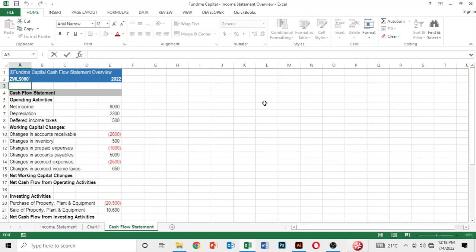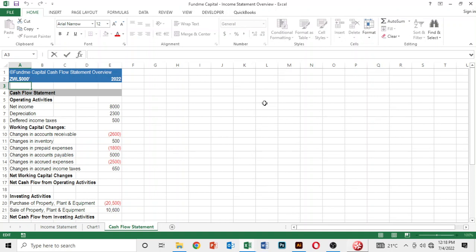But before we do that, I just want to talk a little bit about the cash flow statement. The cash flow statement is used to measure the cash generation potential of the business. It shows how much cash the business has generated or spent over a given period of time, right? And the operating activities section is a representation of how much cash the business has generated from the income statement, or from the net income that the business has generated.